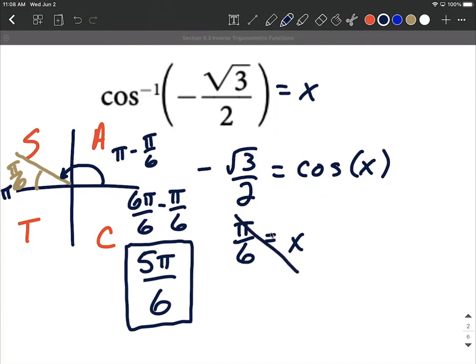So we can't really use pi over 6. That's not our solution. It just moves us in the right direction as to what our reference angle is going to be in the second quadrant. You're going to have to wrap around whenever you have a negative ratio here. I hope this helps out as you're working with cosine inverse of negative values. These can be the tricky ones. So good luck.